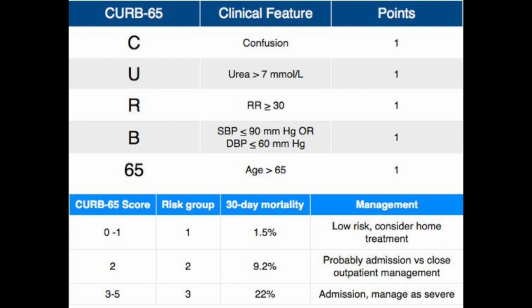So, the C in CURB stands for confusion of new onset. U stands for urea nitrogen greater than 7 or uremia. R stands for respiratory rate greater than 30 per minute. B stands for blood pressure less than 90 systolic or diastolic blood pressure less than 60. And then we have the 65, just saying if their age is 65 or older, you're going to go ahead and give them 1 point.